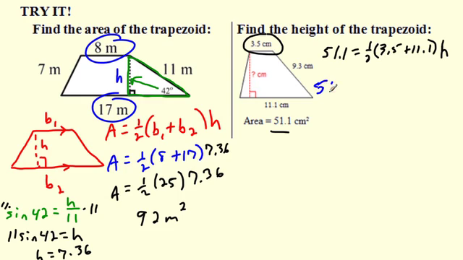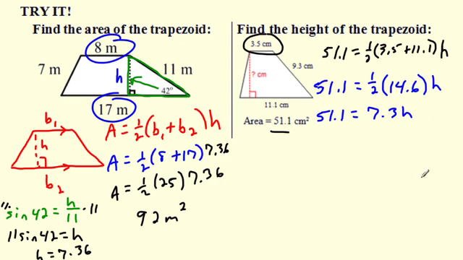If we can simplify a little bit. This is 51.1. Let's add our parentheses together. 3.5 and 11.1 is what? 14.6? And really I'm taking half of that. So 51.1 equals half of that. You can go in your calculator, but half of that is 7.3. And now I can find h. How do I find h? I'm going to divide both sides by 7.3.